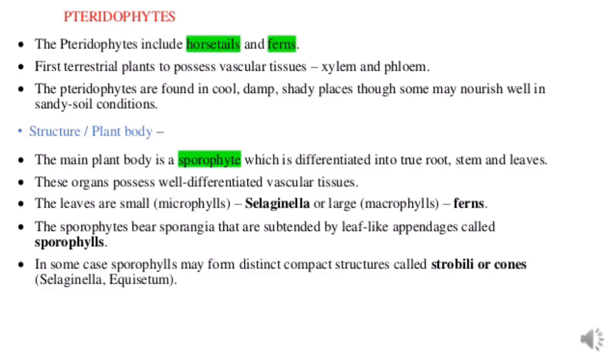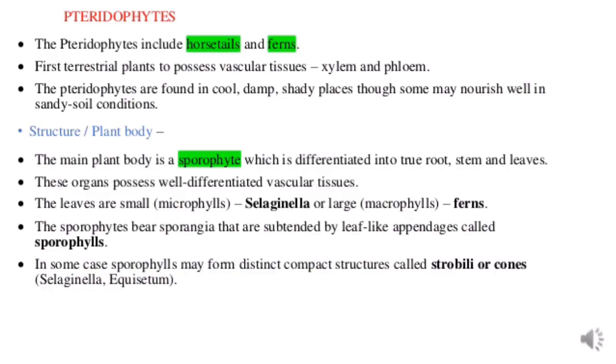Structure of the plant body. The main plant body is a sporophyte, which is differentiated into root, stem and leaves. These organs possess well-differentiated vascular tissues. The leaves are small microphylls, for example Selaginella, or large macrophylls, as in the case of ferns.